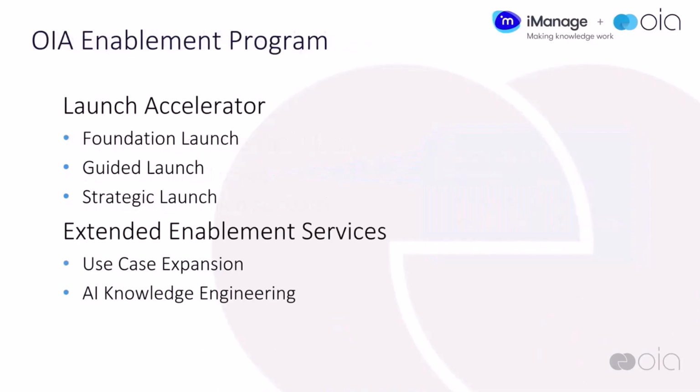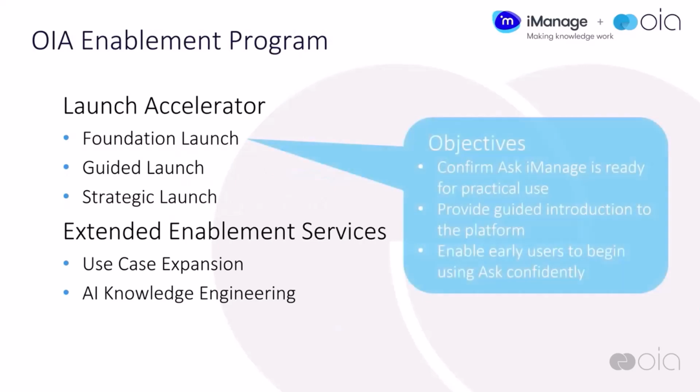As far as getting you up and running, of course, Ask iManage is very easy to just switch on, but we do understand that enablement and adoption is really important to getting these tools working. So we've come up with some services that we can go along with your Ask iManage subscription. We've got our Launch Accelerator program, which comes in 3 flavors of Foundation, Guided, and Strategic. And then once you've got it up and running and you've got some adoption in your organization, we can come back and help with expanding out your use cases or actually doing some more strategic planning around your AI platforms and solutions around the content that you've got saved in iManage Work.